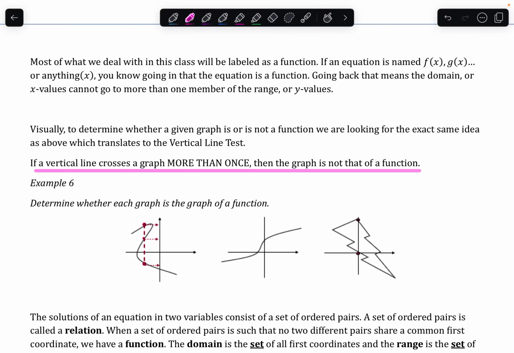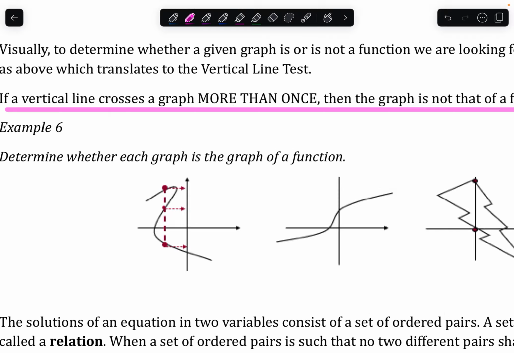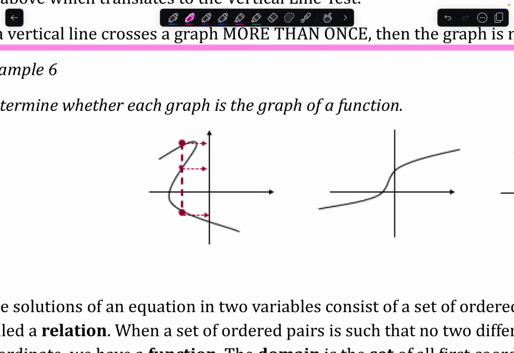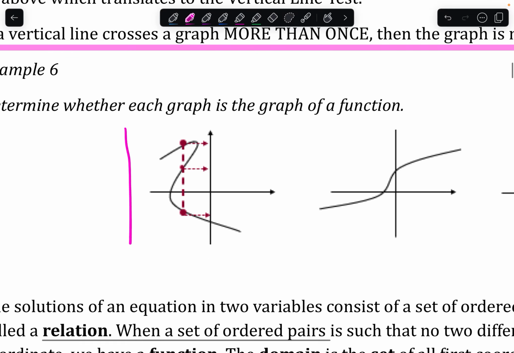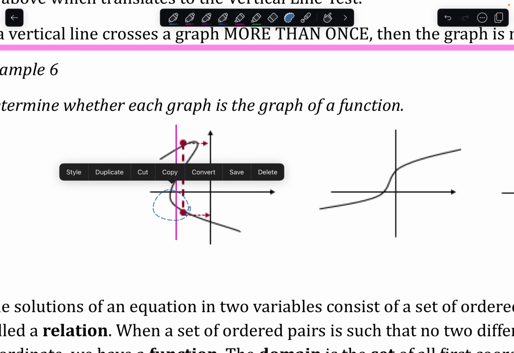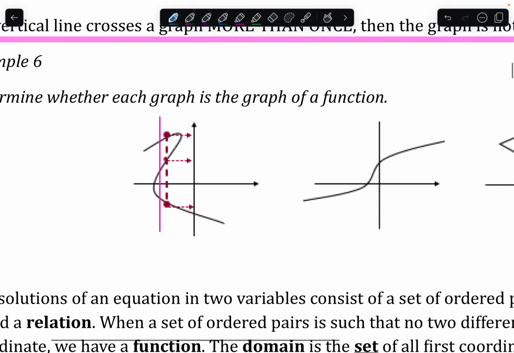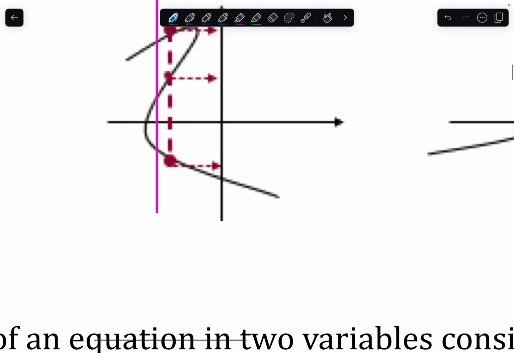All right, example 6, determine whether each is the graph of a function. So this one's got the vertical line drawn in for you, but another way, I'm just going to pass my vertical line across it so we can see. So I'm good here, but the second I run into this portion of this graph, I wind up intersecting that vertical line more than once, which tells me this cannot be a function. So this is not the graph of a function.